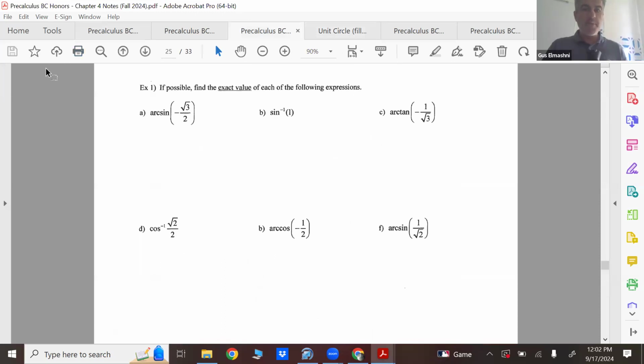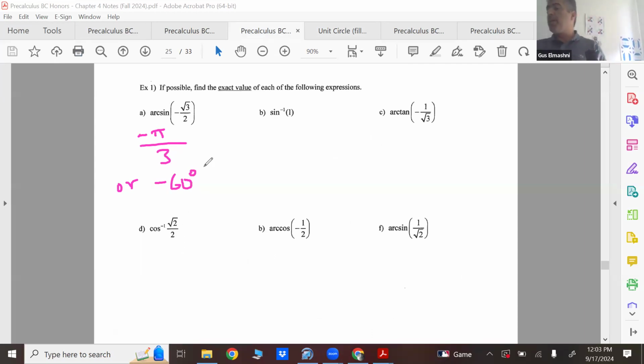Zay, go ahead. But it's not part of our default range, because our default range is from -π/2 to π/2. You are correct, but we have to give it in the default range. Or -60 degrees. Pretty much for inverse sine, but inverse cosine can have acute and obtuse, because it's from 0 to 180.